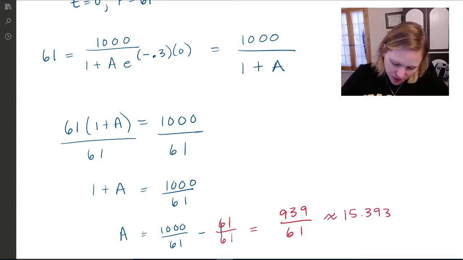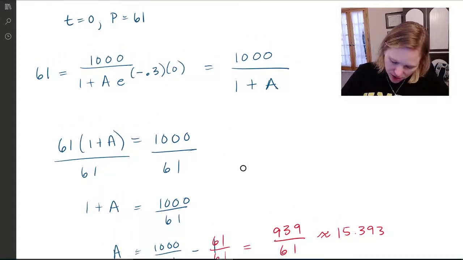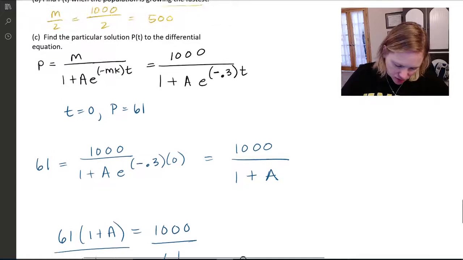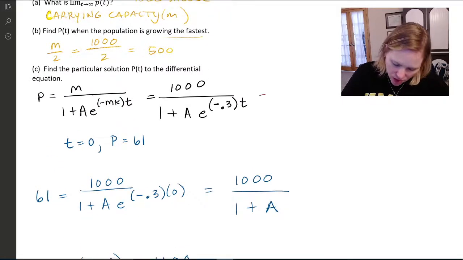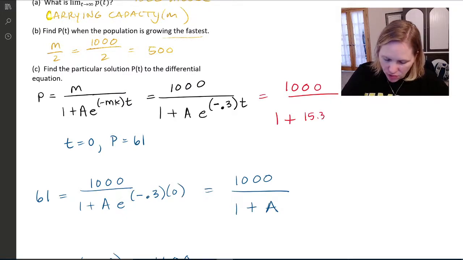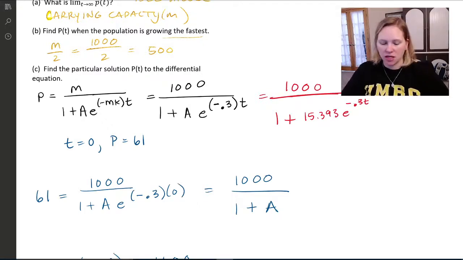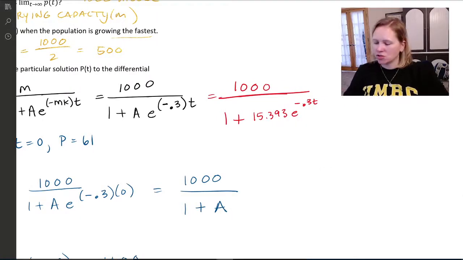But then my last step is to make sure that I go back and plug it all back in. I'm going to go back up here. That's my A. We'll use 15.393. So here we go. P equals 1,000 all over 1 plus 15.393 e to the negative 0.3t. Boom. There's my equation. That's my particular solution to this.